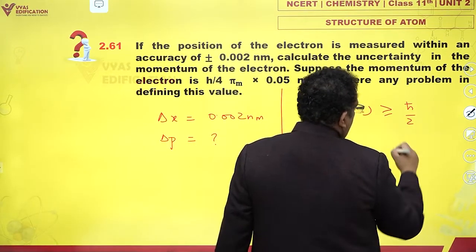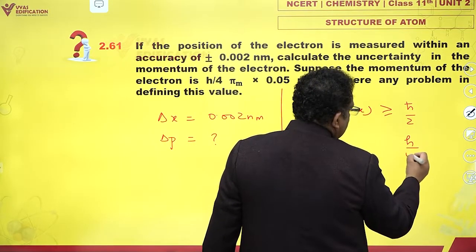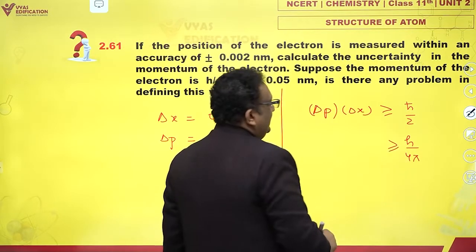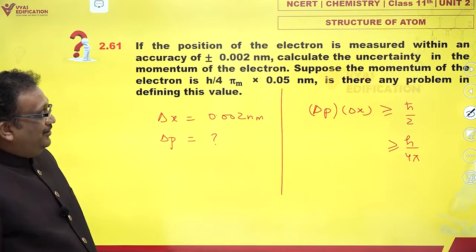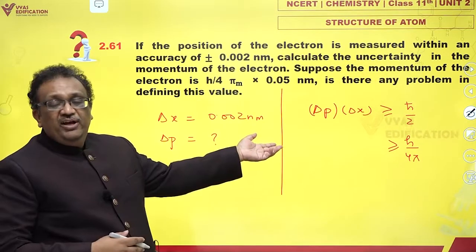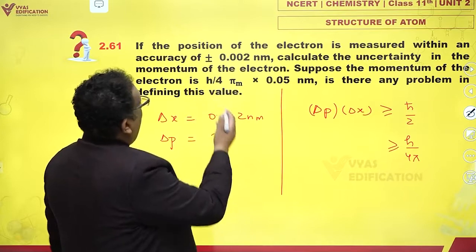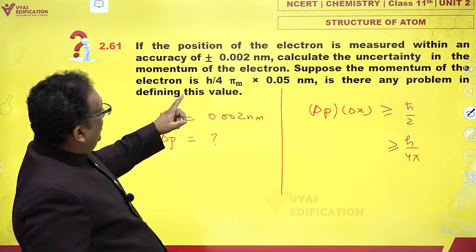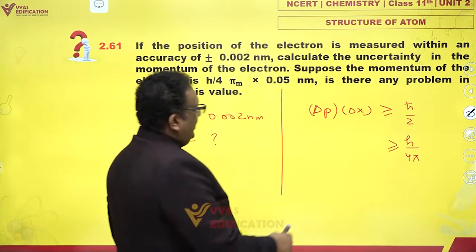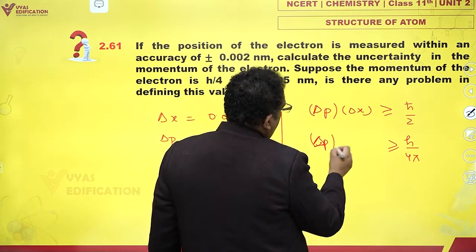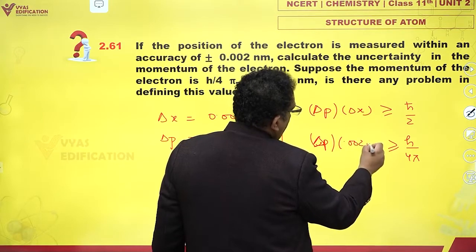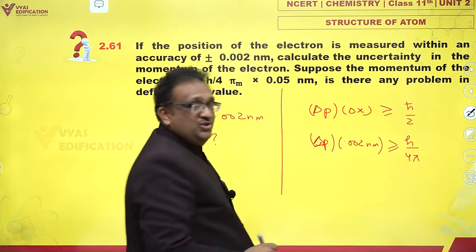And h cut is how much? This is h by 4 pi. In the limiting case, it may be equal to h by 4 pi. Right? Right. All we need to do is just substitute. I'm given the uncertainty in position, your delta x. I'm supposed to find delta p, right? So delta p into 0.002 nanometers is so much.